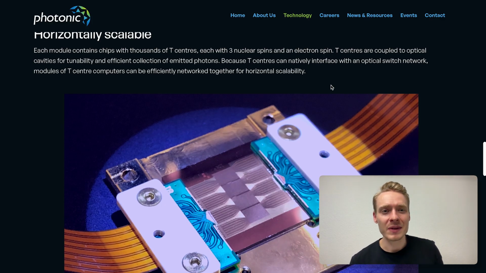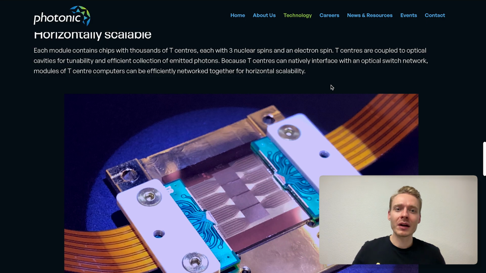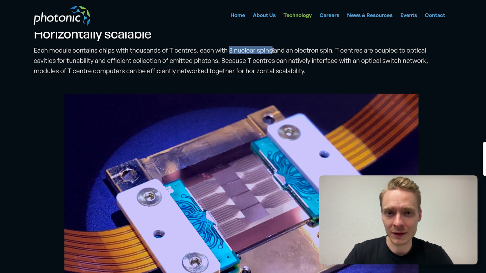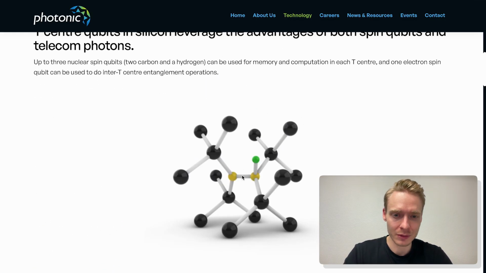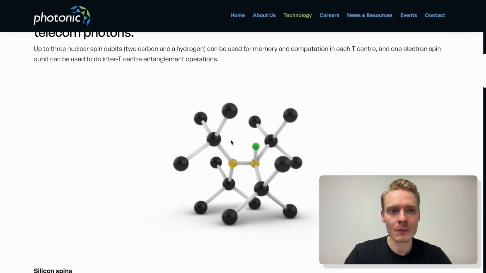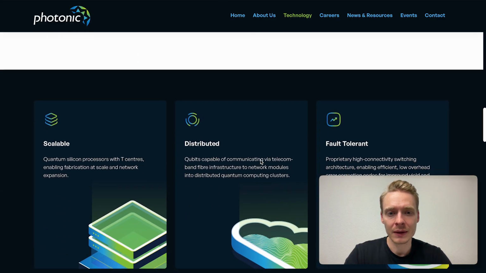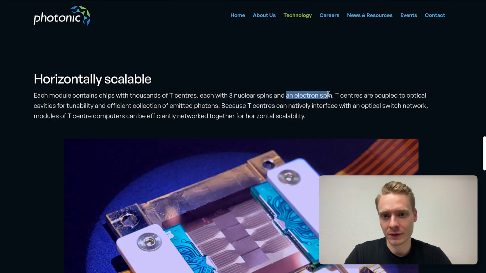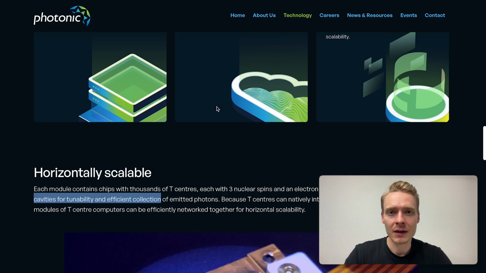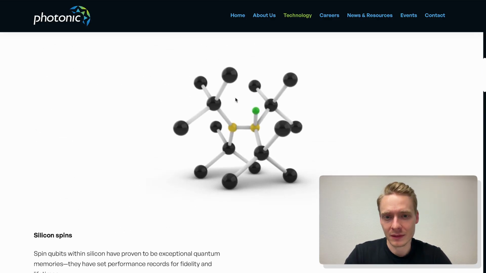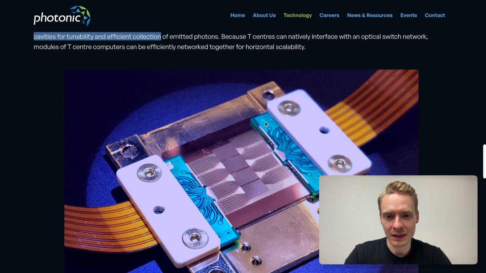So here we see now a couple of things. One of them being, okay, we have 3 nuclear spins that are basically these dopants which have been introduced up here, right? So you see the 3 nuclear qubits, the 2 carbons here and the hydrogen here. Then it says an electron spin as well. And then T-centers are coupled to optical cavities for tunability and efficient collection of emitted photons. So basically this T-center here is also something that is optically active.